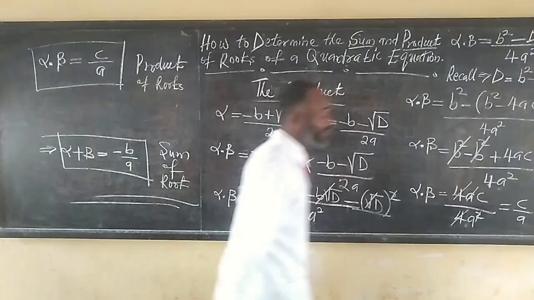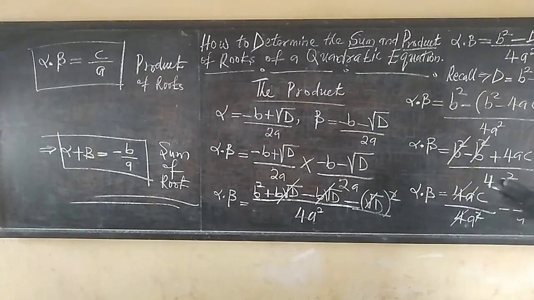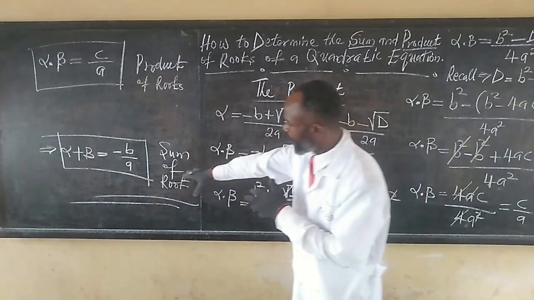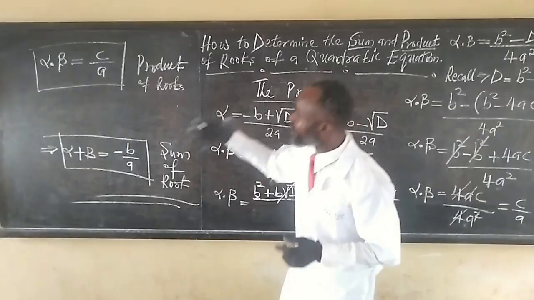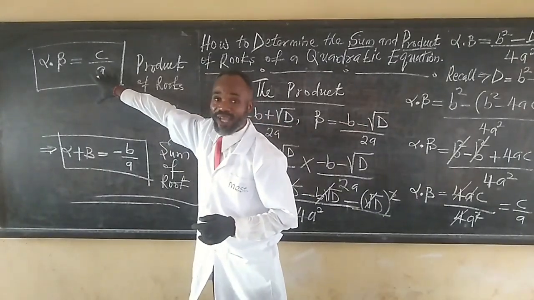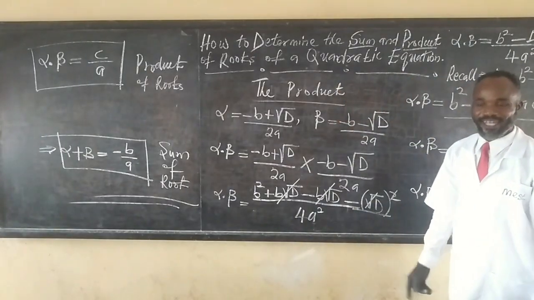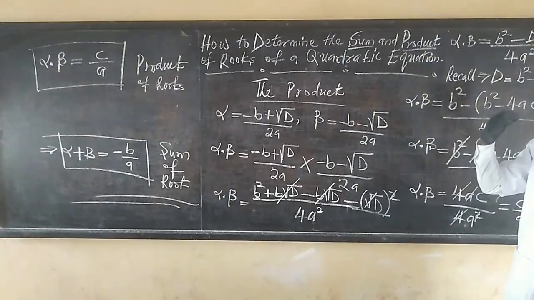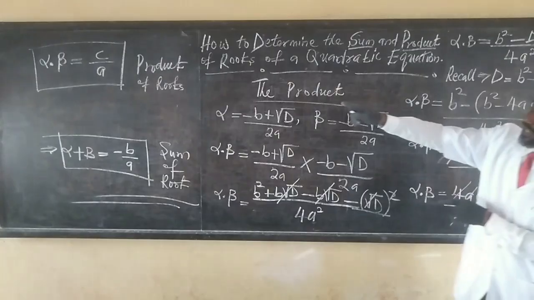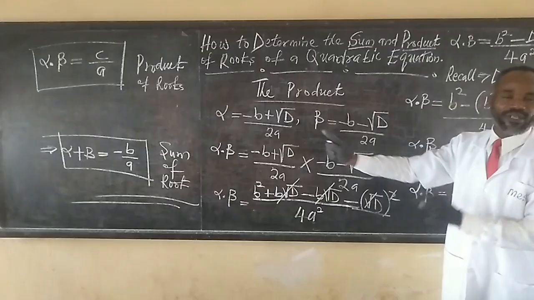If you understand this, for any question from quadratic equations where you are asked to find the sum of roots, use this. If you are asked to find the product of roots, use this after doing the necessary things. We are going to take one or two examples and then you solve from there. I am going out now to prepare for another class on the sum and product of roots of a quadratic equation.